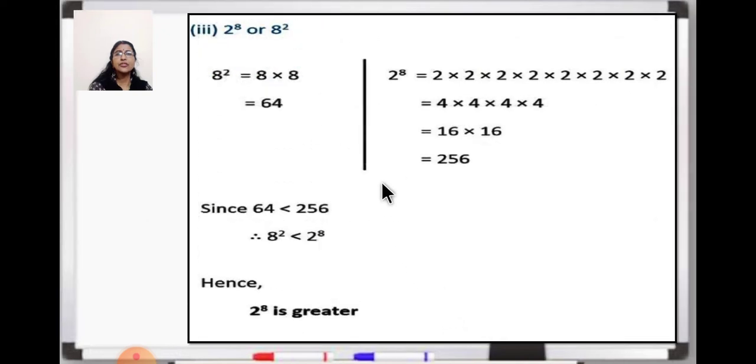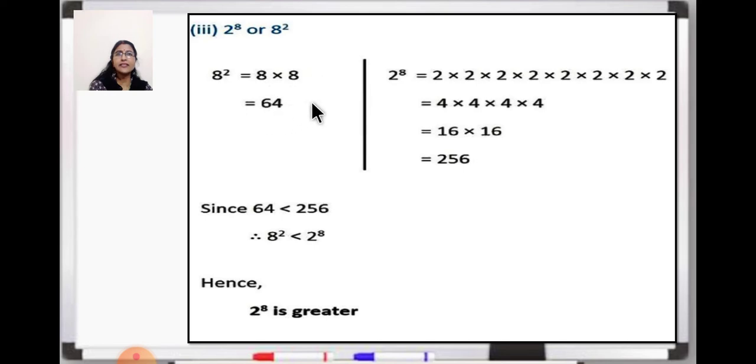Now next question, question number 3, we will do the next part. You will do it in the same way. 8 square, you can see here this is 8 square and this one is 2 to the power 8. So you are going to solve it in the same way. 8 square means we'll write 8 2 times, and here 2 to the power 8 means you are going to write 2 8 times. And then we'll multiply.